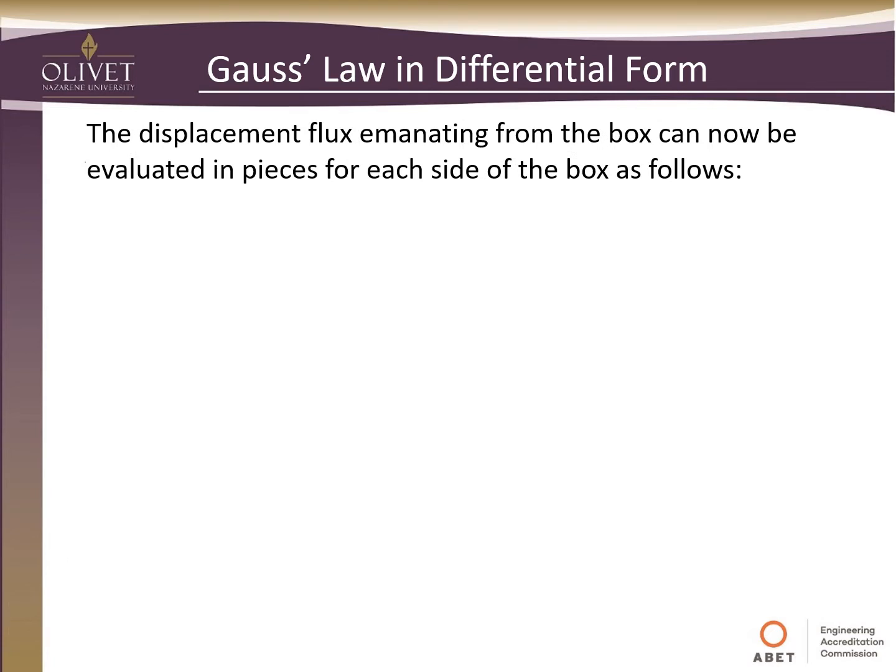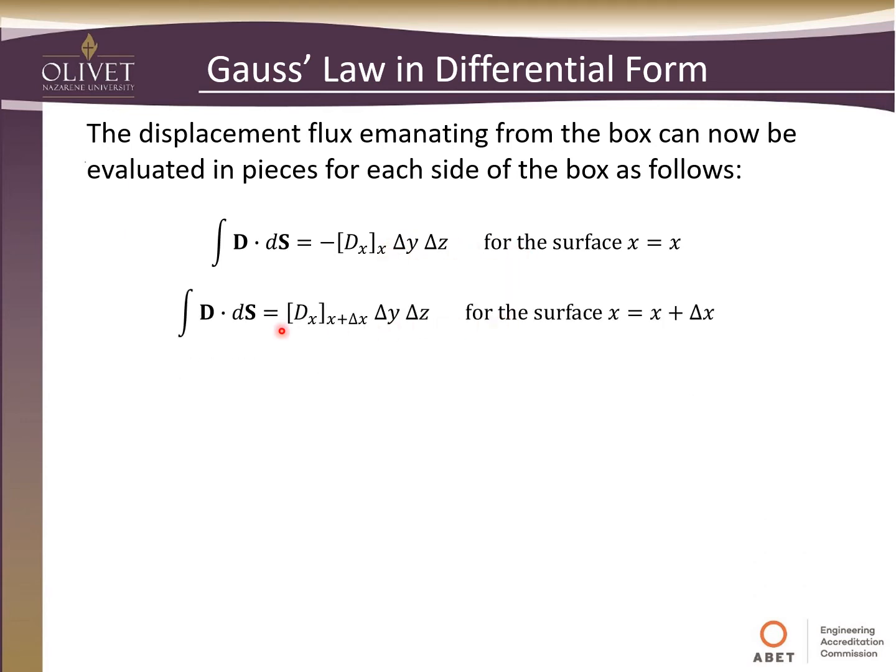So the displacement flux emanating from the box can now be evaluated in pieces where we just do it for each side of the box. So we can do this actually pretty quickly. We can take for the surface side of x equals x, integrate that, and we'll just get the negative D_x times delta y delta z. That'll be that surface. So it's the part of the vector that's normal to that surface.